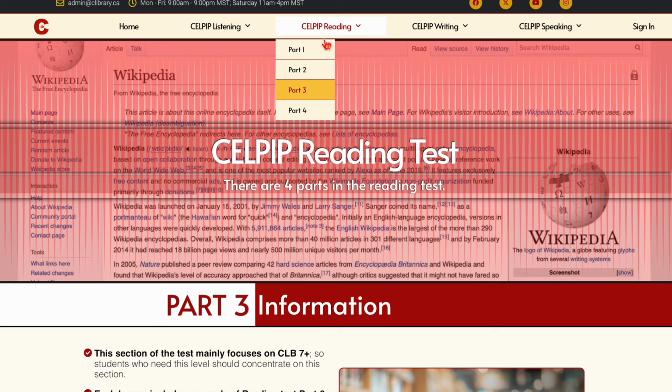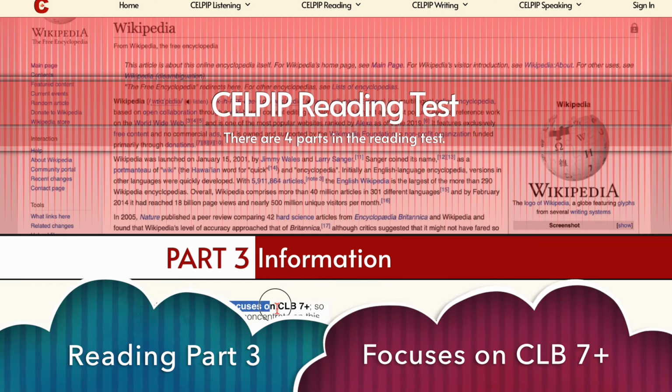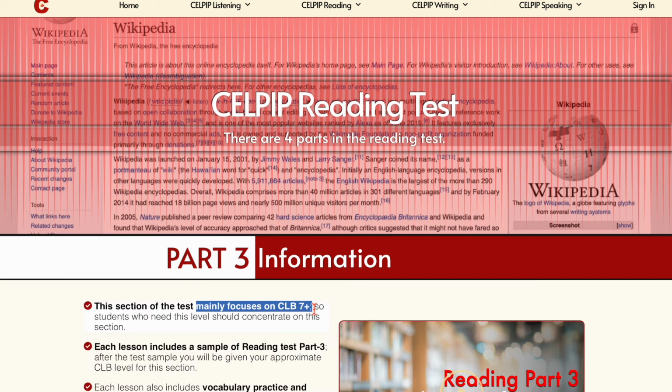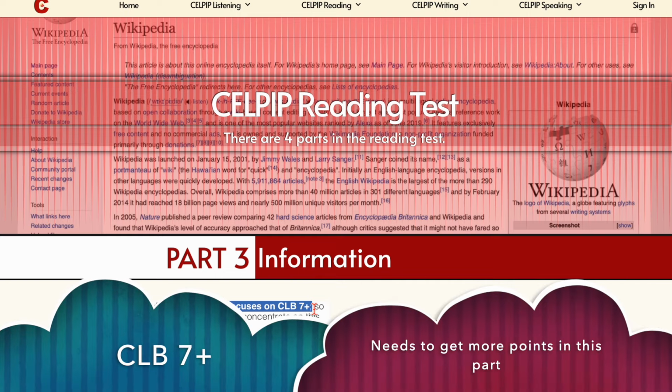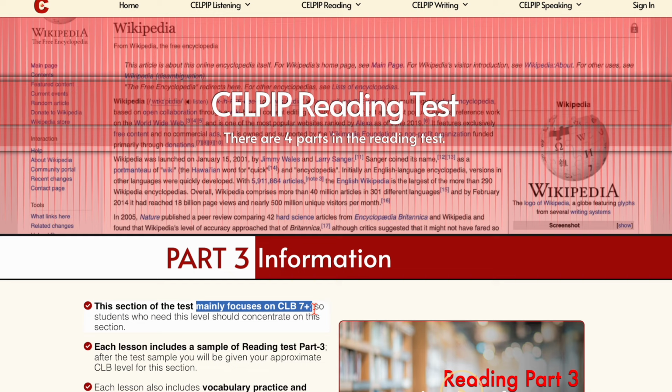Now I'm just here in the Reading Part 3 of the CELPIP Library. Before we get started, I want to remind you that Reading Part 3 focuses more on CLB 7+. What does that mean? It means that if you need to get CLB 7 or higher, then you need to do well in Part 3. That's because Part 3 and Part 4, these two parts, are for higher levels.